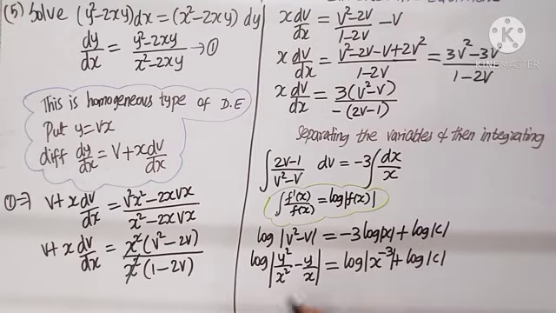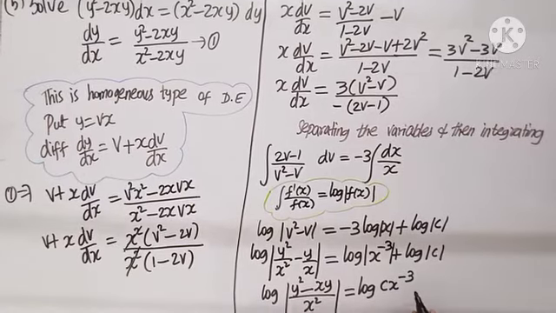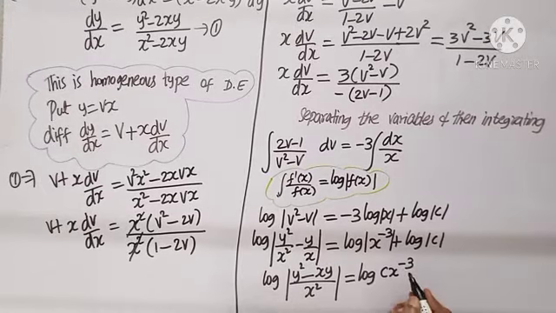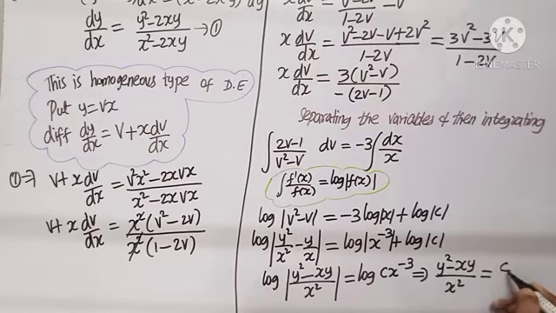The next step, I can take LCM. Log of (y square minus xy) divided by x square equals log of c, with a plus symbol. So we need to multiply in logarithm. Single log, as I raise to e power, will get cancelled. I am just left with (y square minus xy) by x square equals c.